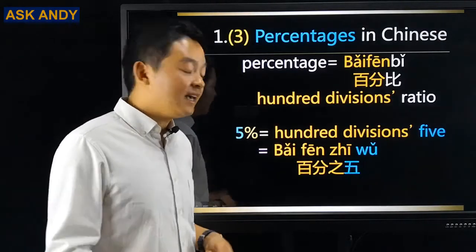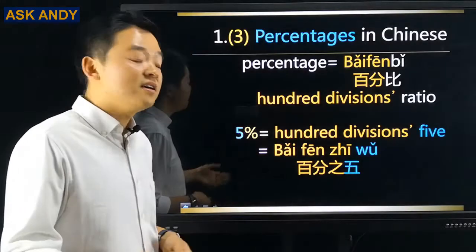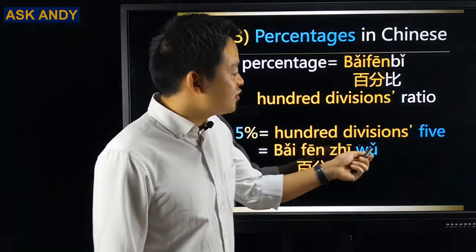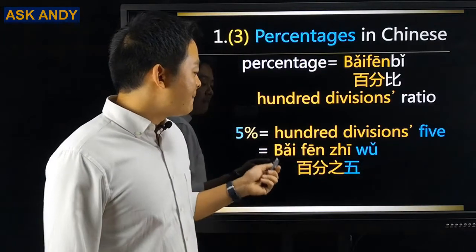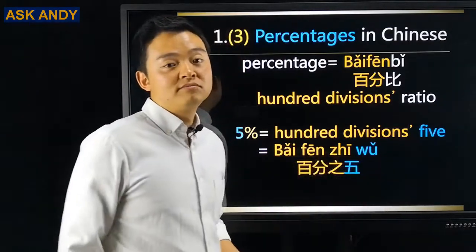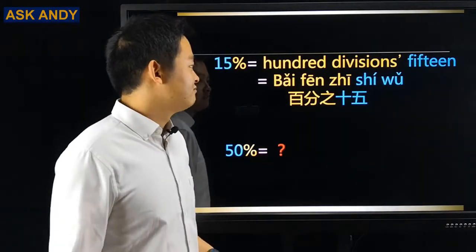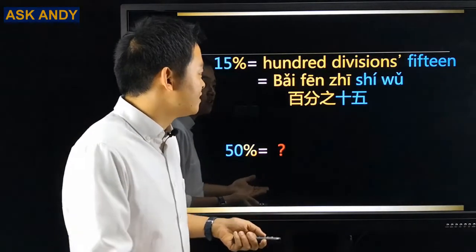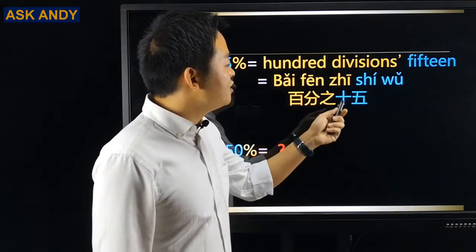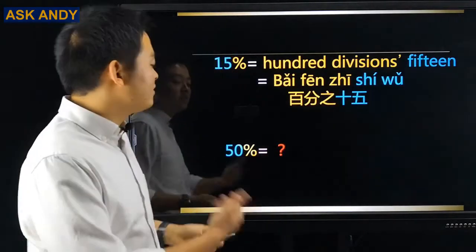So 5%. Again, we are going to say it with a different word order, or you can think it's an opposite word order. We read it as 100 divisions 5. So that will be 5%. And then 15%. Same. We read it with the same word order. That will be 100 divisions 15. So that will be 15%. And then what about this one?